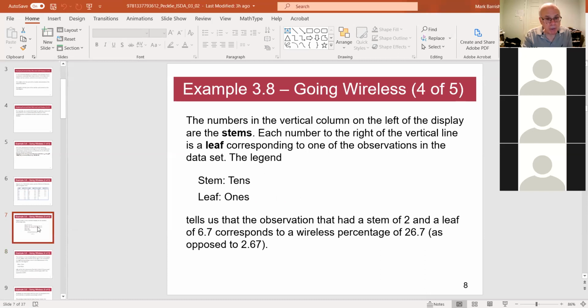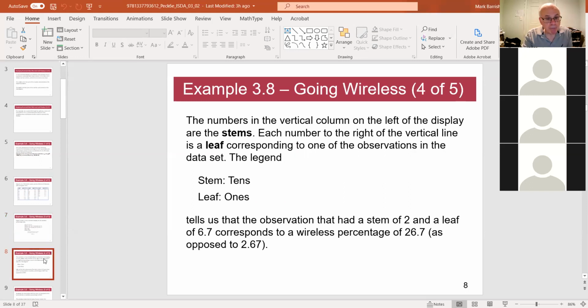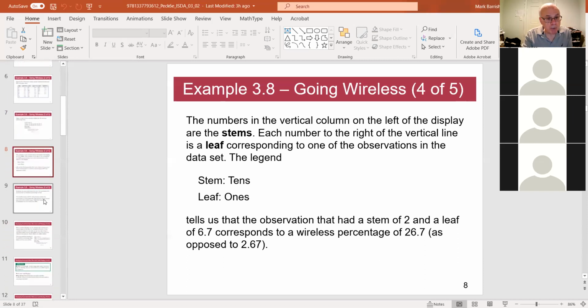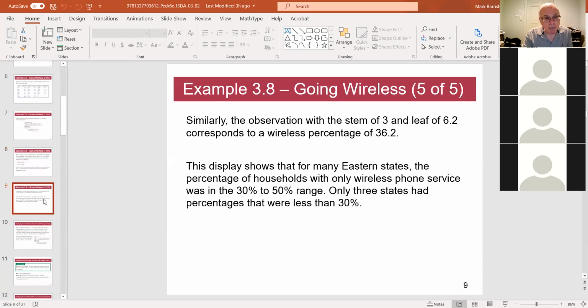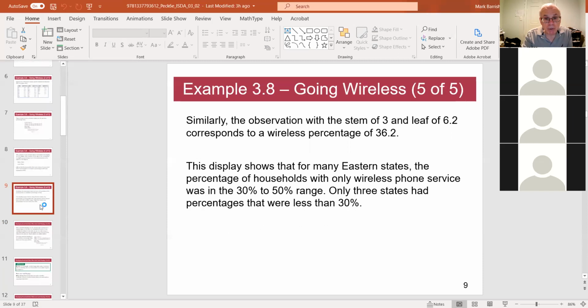But the problem with this is that there's only three categories, and that may not be enough. Excuse me, three stems, and you may want more stems. So sometimes you may want to create another stem and leaf to see if it looks better. All right. Now this one here, is this the same thing here?